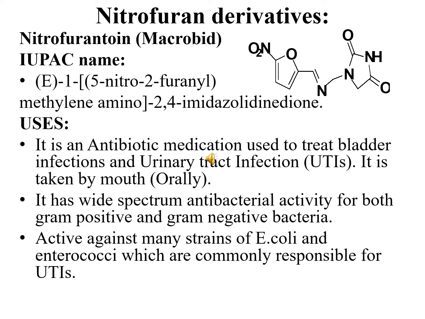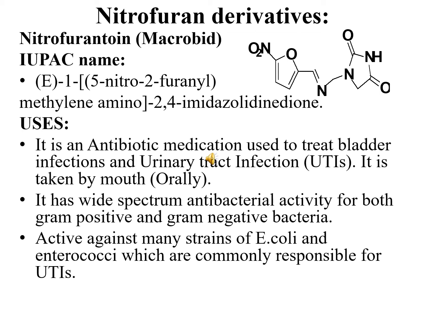As we see in the IUPAC name, capital E is the nomenclature system for a double bond. As we see, there is a double bond between the carbon and nitrogen. E means entgegen, opposite. The configuration at the double bond is opposite.